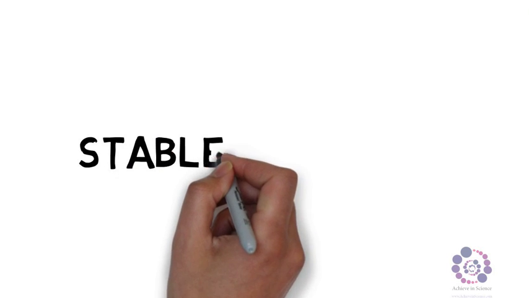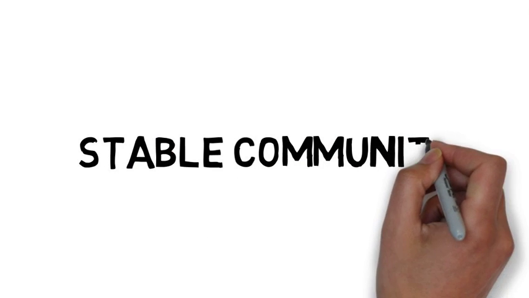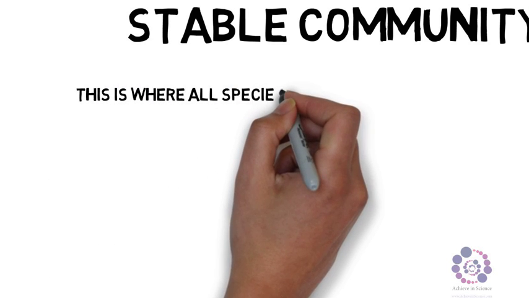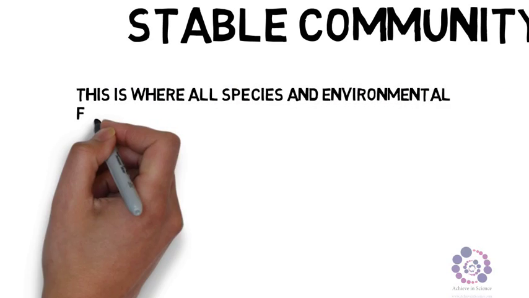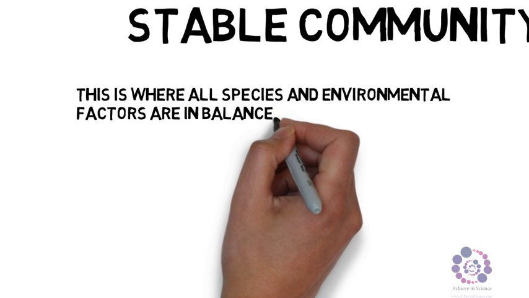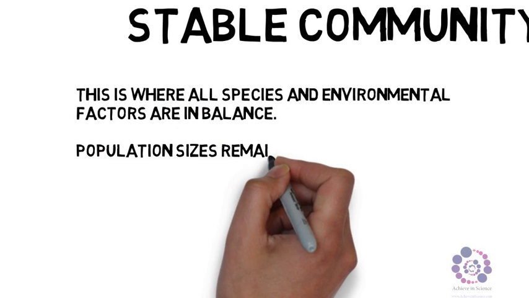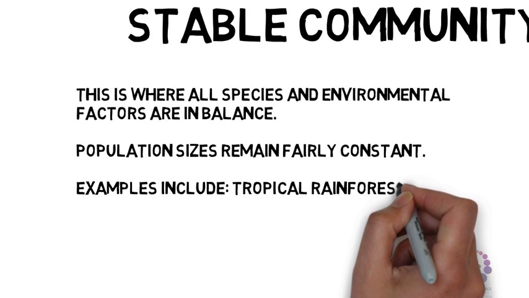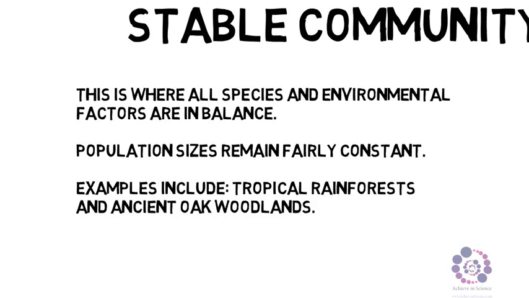Now, in order to have a stable community, we need to make sure that all species and the environmental factors are all in balance with each other. This will mean that the population size remains constant. For instance, this would happen in a tropical rainforest or an ancient oak woodland.